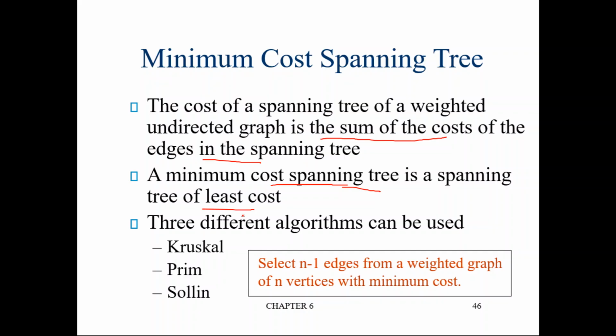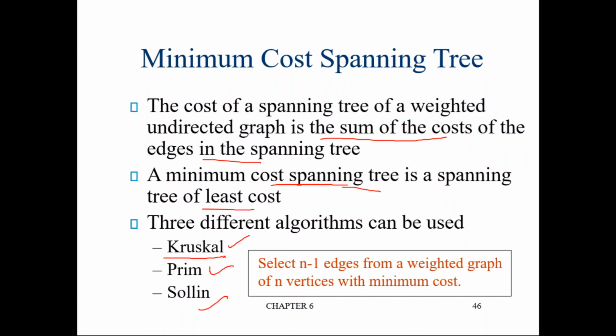So there are three algorithms to identify the minimal cost spanning tree. These are Kruskal's algorithm, Prim's algorithm, and Sollin's algorithm. So in today's session, we'll be discussing Kruskal's algorithm.